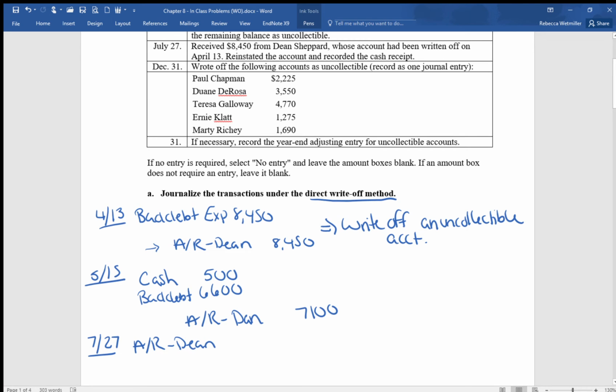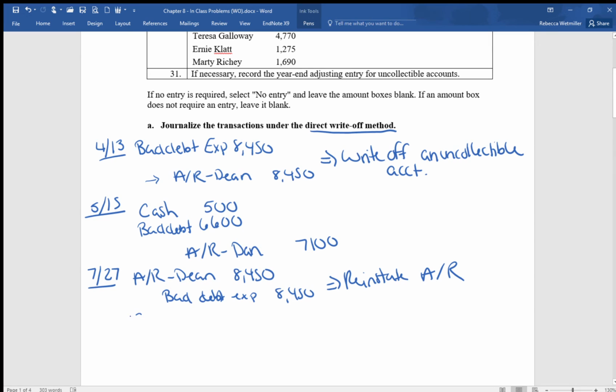So we'll put on the $8,450. And then we need to undo the bad debt expense also. So undo that. So this is to reinstate an account receivable. And then I said we also received the money. So we're going to get all of the cash. And when we get the cash, they no longer owe us, so we can write off the account receivable.